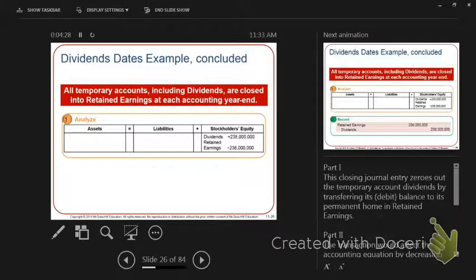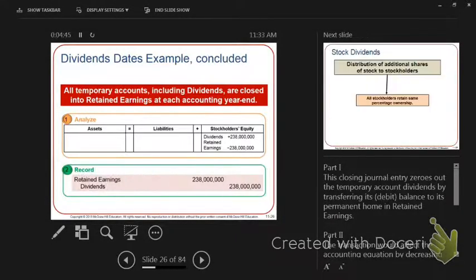And then remember how we close it out. Just an example, going back to closing entries, dividends is a temporary account, and we close it into retained earnings because it decreases retained earnings. That's what I meant by making sure you have enough retained earnings in order to do a dividend.